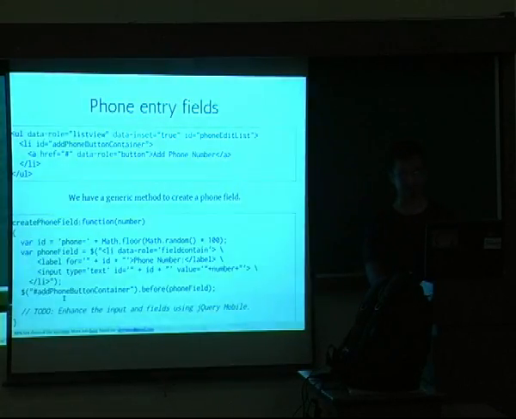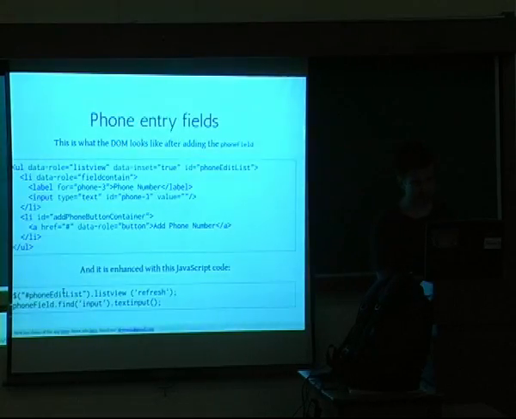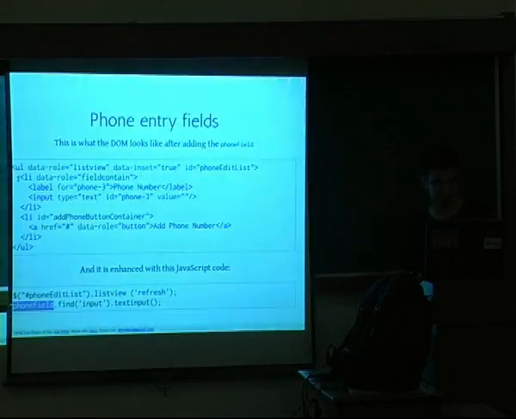So as far as create phone field is concerned, you create an ID phone hyphen with some temporary random variable over here. And you pick up a list item over here, a label and an input. It's relatively straightforward. So over here you say add phone button container dot before phone field. And this is again straightforward. But most importantly over here, you need to again refresh the list view. You need to refresh the list view and you need to say phone field. Phone field is basically this is phone field over here.